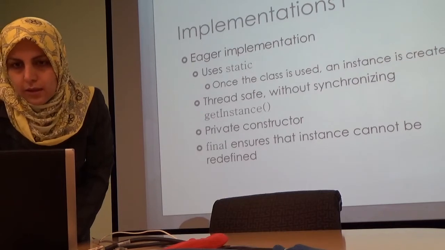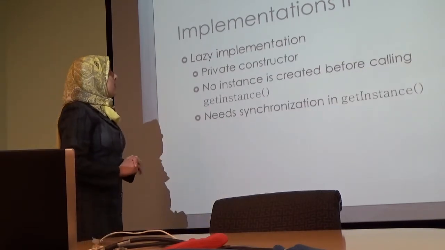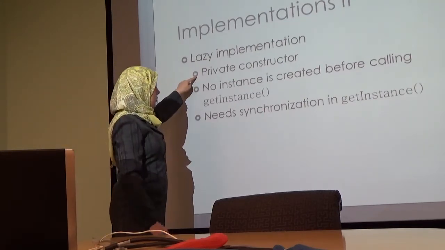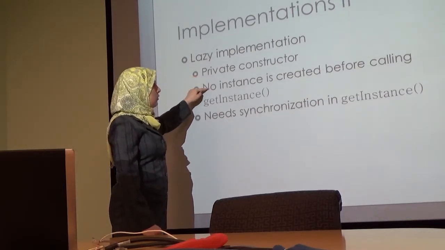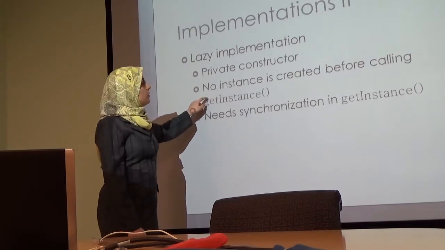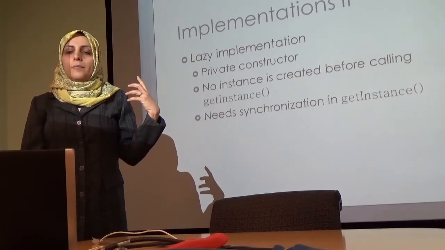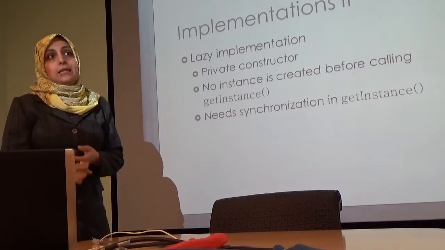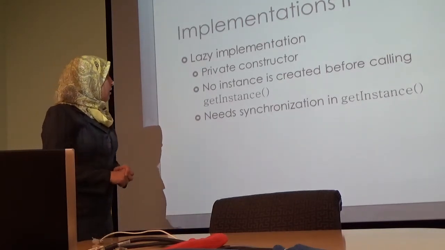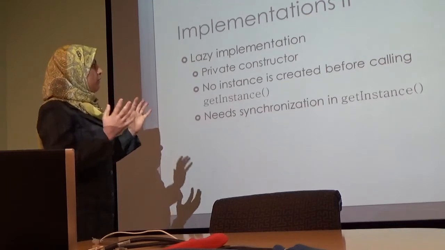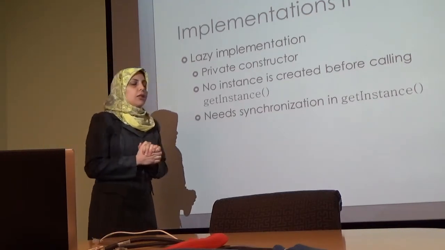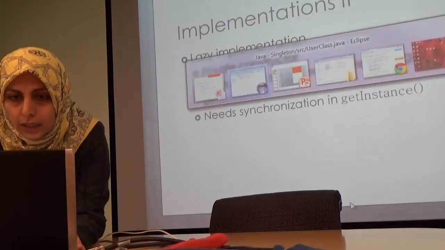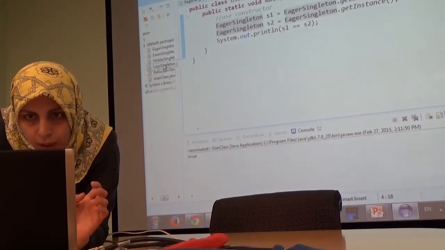Okay, next way of implementing Singleton. This is called the lazy implementation, and like the previous one, it uses a private constructor, but because it's lazy, no instance is created before you call get instance. We use this model when it's very expensive to have an instance if we don't need it. Maybe it's computationally expensive, maybe it takes a lot of memory, maybe it takes a lot of time. And this way of implementing Singleton is not thread safe by itself, so we have to synchronize the get instance method. So let's take a look at my lazy Singleton.